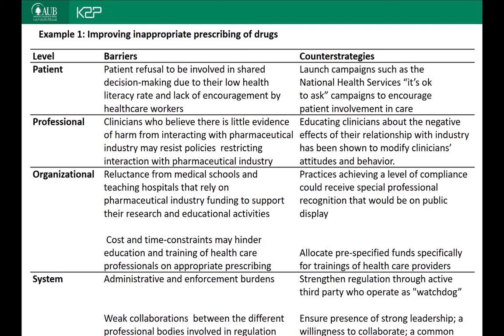At the organizational level, a barrier was identified, including cost and time constraints that may hinder education and training for the professionals. As such, a counter strategy would be to allocate pre-specified funds and time for training the healthcare providers. At a system level, there is a problem, for example, weak collaboration between the different professional bodies. As such, there should be strong leadership and willingness to cooperate, based on a common agenda and common goal, mutual support and proper communication lines.